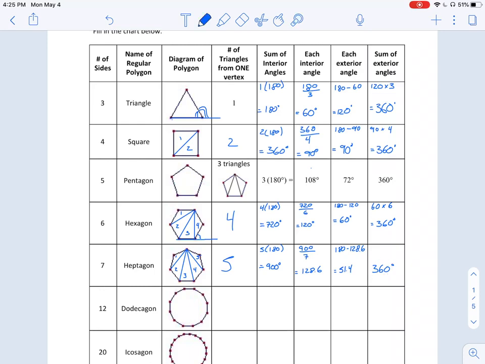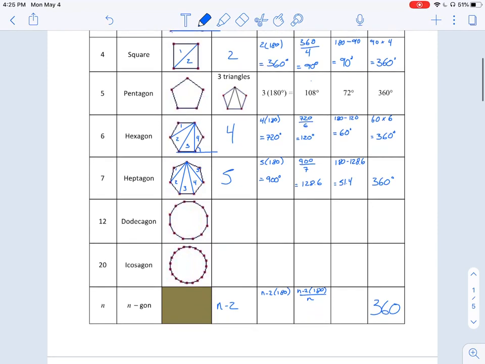So if we notice a bit of a pattern here, the relationship that we see is that the number of sides dictates the number of triangles we have. The pattern we see is that the number of sides minus 2 gives us the number of triangles. 7, 5; 6, 4; 4, 2; 5 and 3. So in order to determine the number of triangles within a regular polygon, n minus 2, number of sides minus 2.